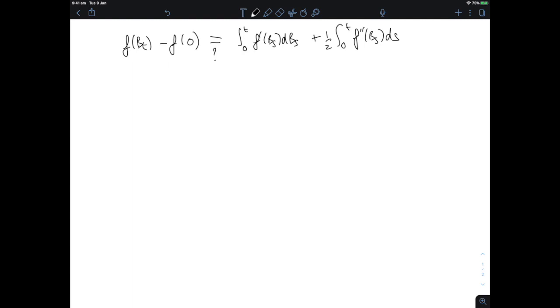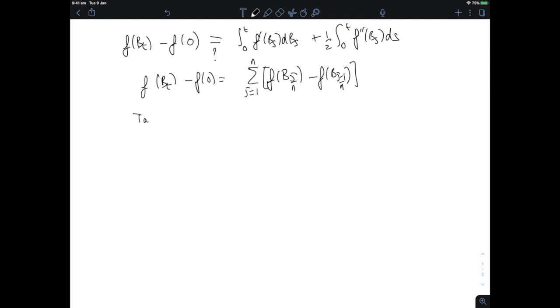Okay, so we need to relate f to its derivative, and to start with, we're going to use a telescoping sum to rewrite f of B_t minus f of B_0 as the sum from j equal 1 to n of f of B_{j/n} minus f of B_{(j-1)/n}. The idea is that we want to look at small enough time intervals to be able to approximate the difference of the function at two different points by its derivative.